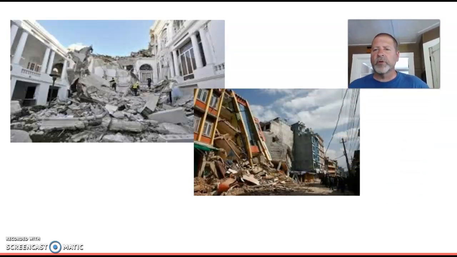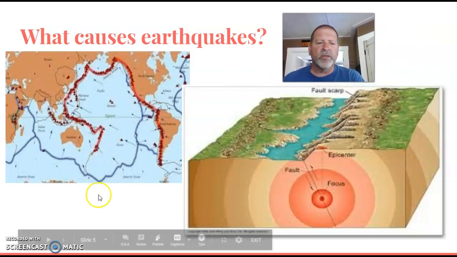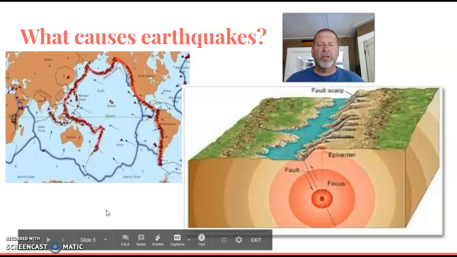We're going to focus mostly on earthquakes for this unit and how that pertains to a wave unit. So the whole unit's really going to be about earthquakes. The chief cause of earthquakes, the main thing that causes earthquakes, are just plate relationships.